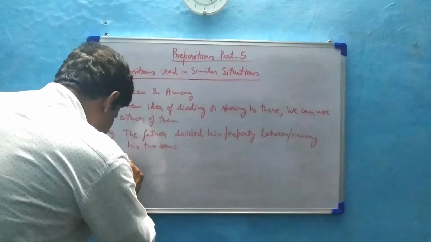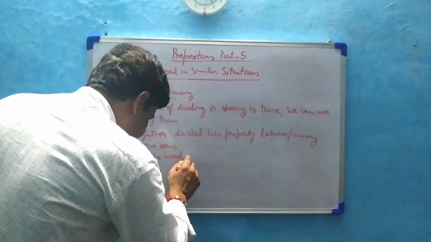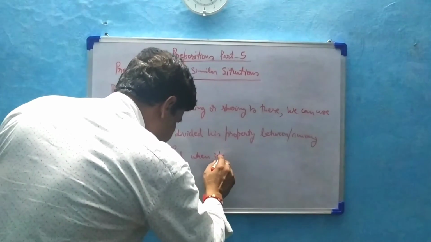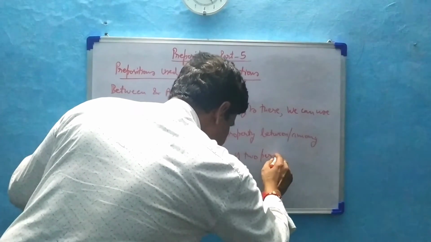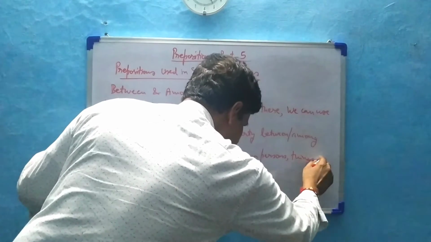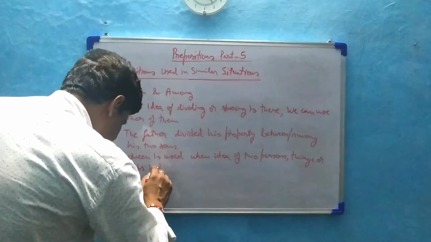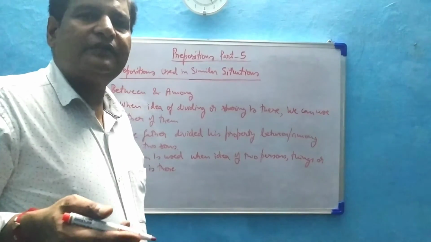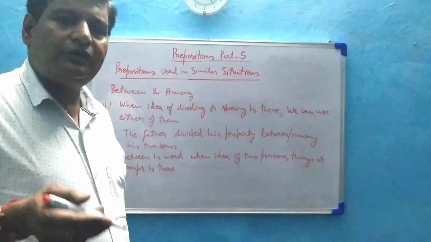Next, between is used when the idea of two persons, things or groups is there. When the idea of two persons, groups or things is given, then we will use between.